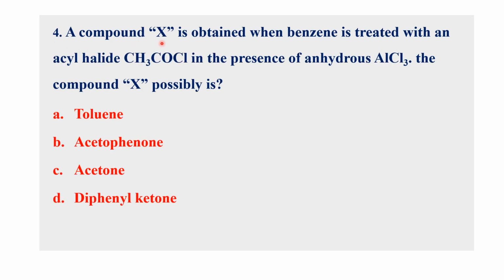A compound X is obtained when benzene is treated with an acyl halide in the presence of anhydrous aluminum chloride. The compound X possibly is toluene, acetophenone, acetone, or diphenyl ketone. So when benzene reacts with acyl halide in the presence of aluminum chloride, a compound X will be obtained. We will find this compound X.